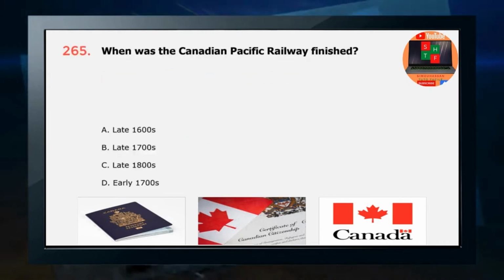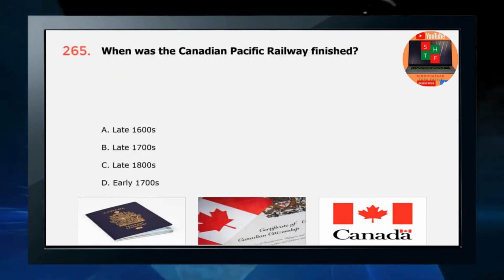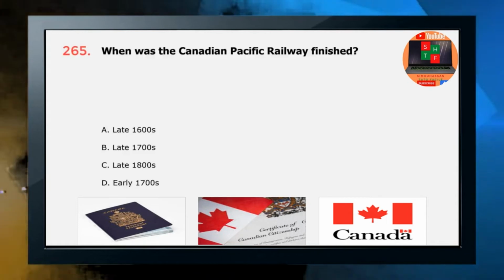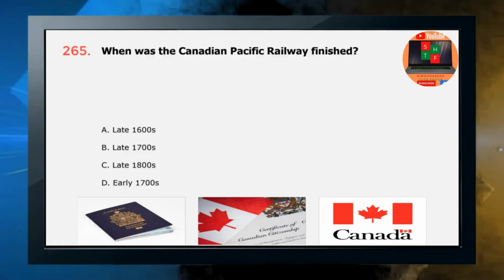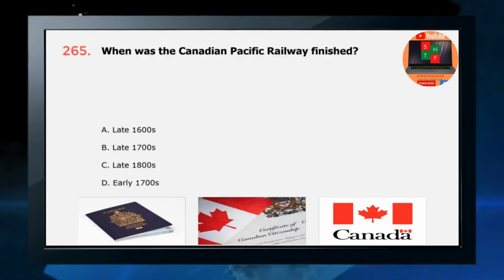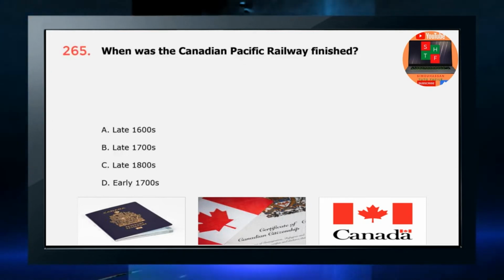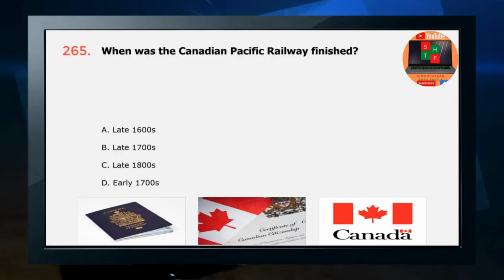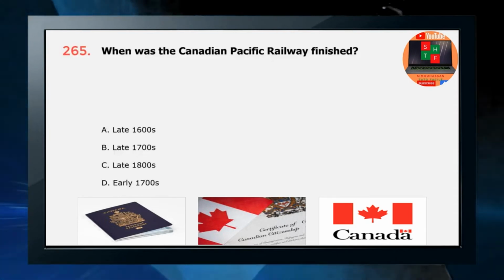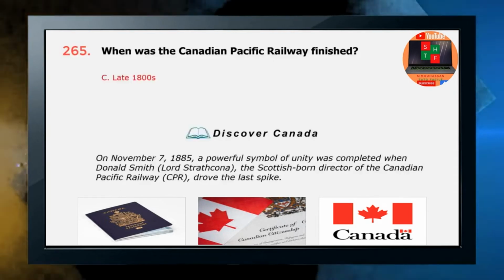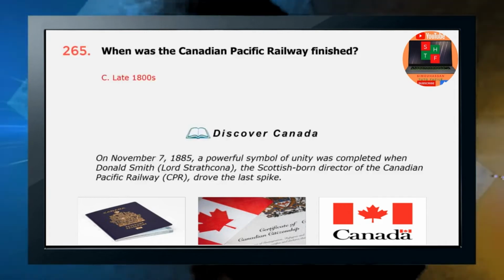Question 265. When was the Canadian Pacific Railway finished? A. Late 1600s. B. Late 1700s. C. Late 1800s. D. Early 1700s. The answer is C. Late 1800s.